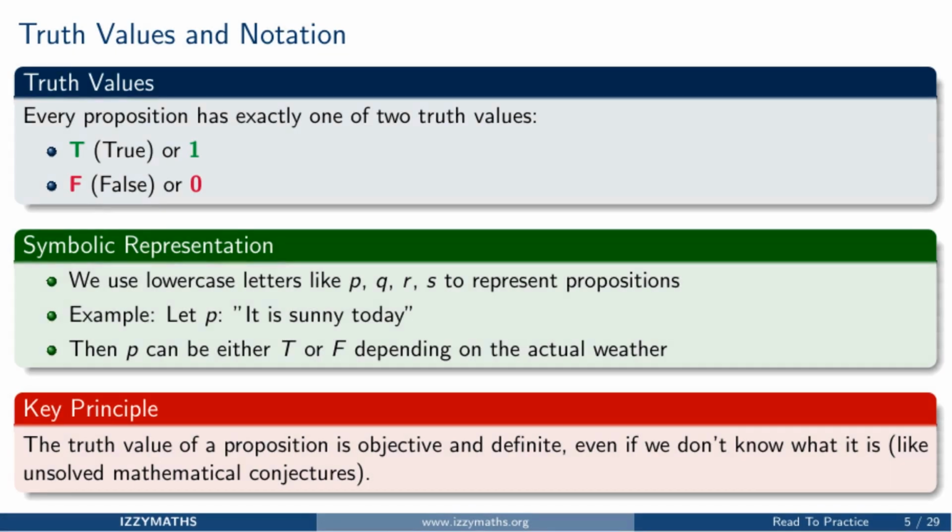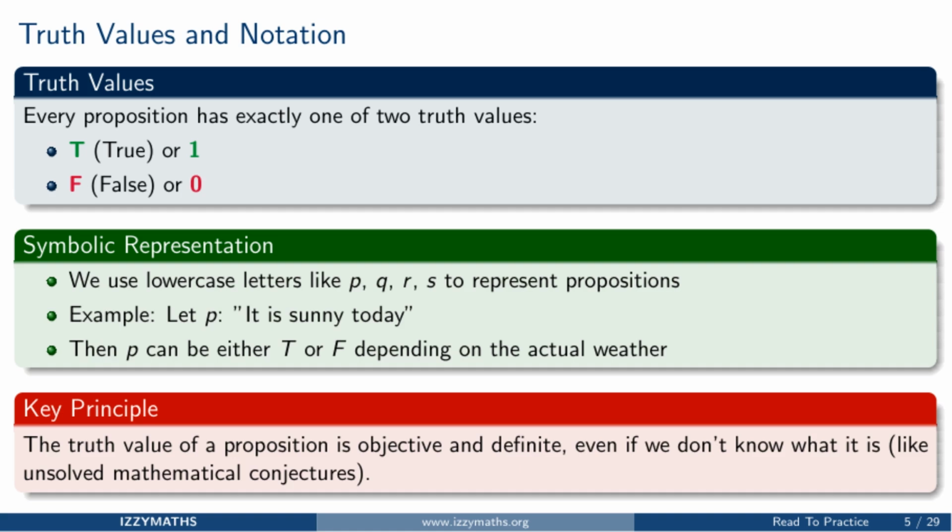Every proposition has exactly one of two truth values, T for true, which we can also represent as 1, or F for false, which we can represent as 0. For symbolic representation, we use lowercase letters like P, Q, R, S to represent propositions. For example, let P represent it is sunny today. Then P can be either T or F depending on the actual weather conditions.